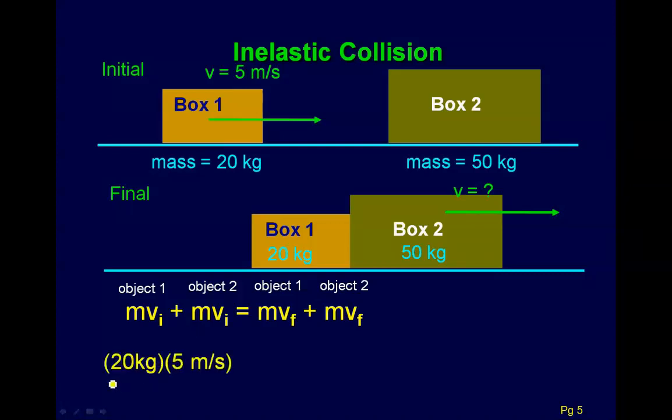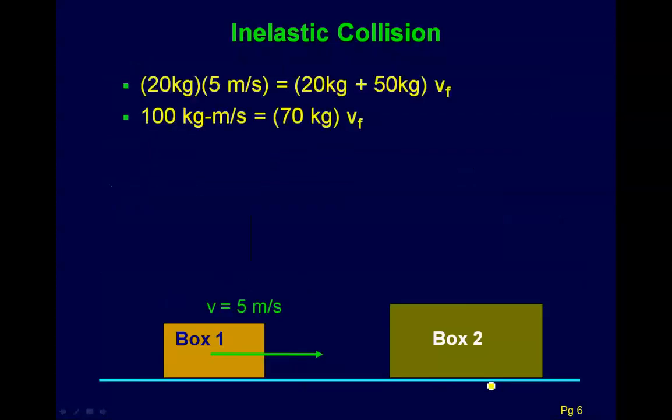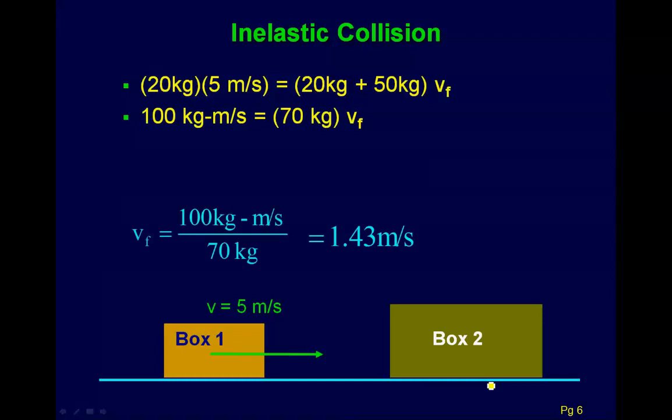Here we got the initial momentum of box 1 is 20 times 5. The initial momentum of box 2 is 50 times 0. And afterwards, we can combine their masses and treat them as one object since we know they stick together. And if I do this, I can go through here and solve for the final speed as being 1.43 meters per second. And now we can take this and investigate this problem a little bit.